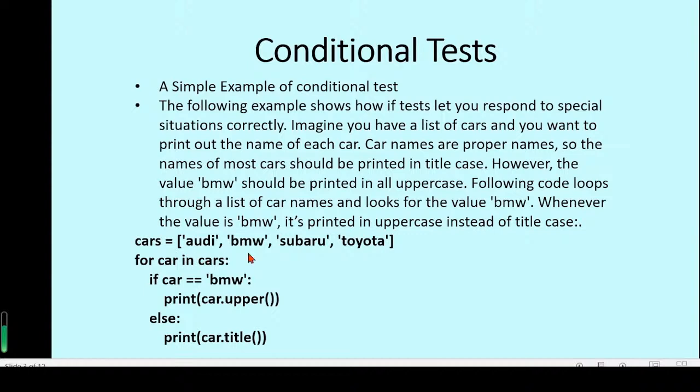So this is a car list with 4 cars inside, and we write a for loop. So for car in cars, if this car equals BMW, then we print out this car's uppercase. Else, so if the car is not BMW, we run the statement inside the else, then print this car with the title form.